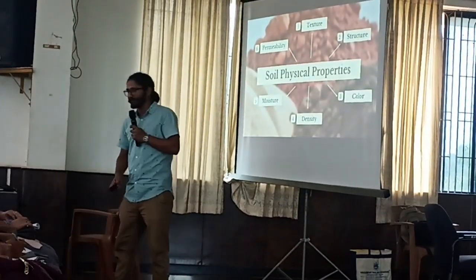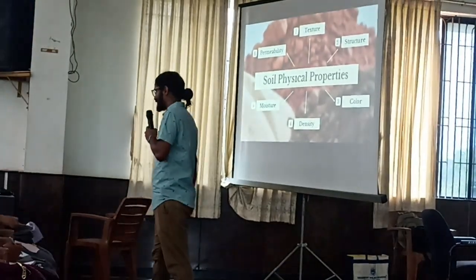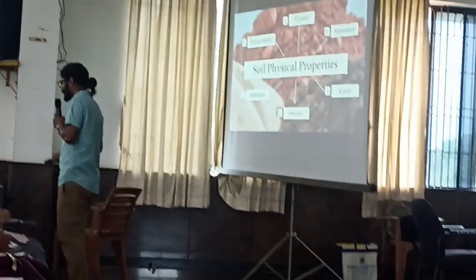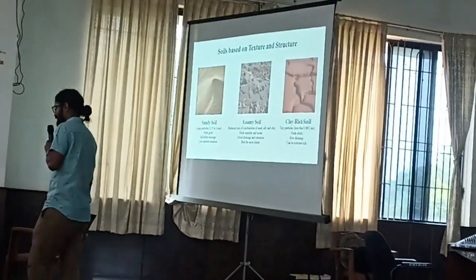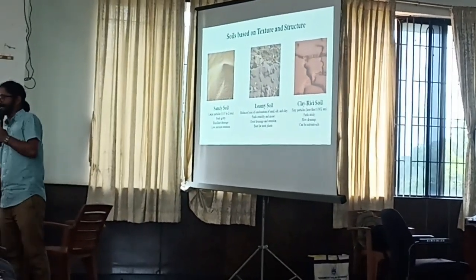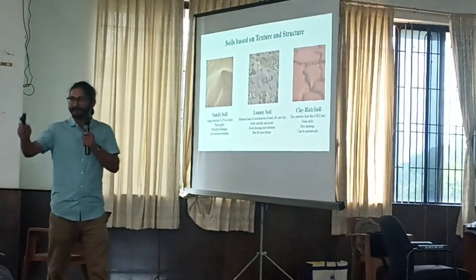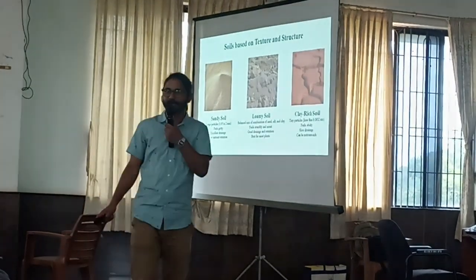So now we will see what the physical properties are. As mentioned in the slide: texture, structure, color, density, moisture, permeability. So we will discuss them. We have majorly three types of soil based on texture. Can anybody tell me what is the texture? What do you mean by texture?